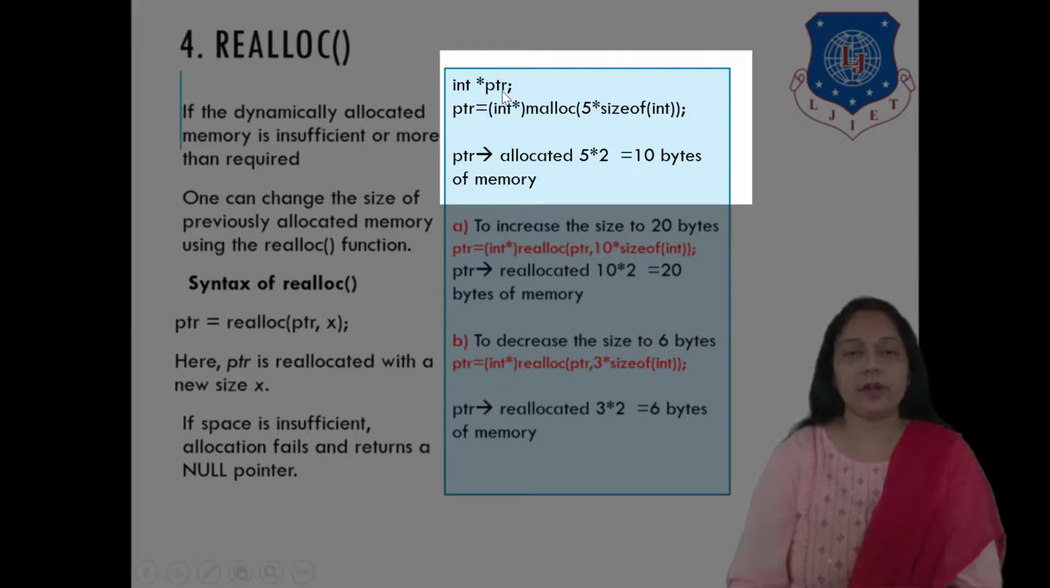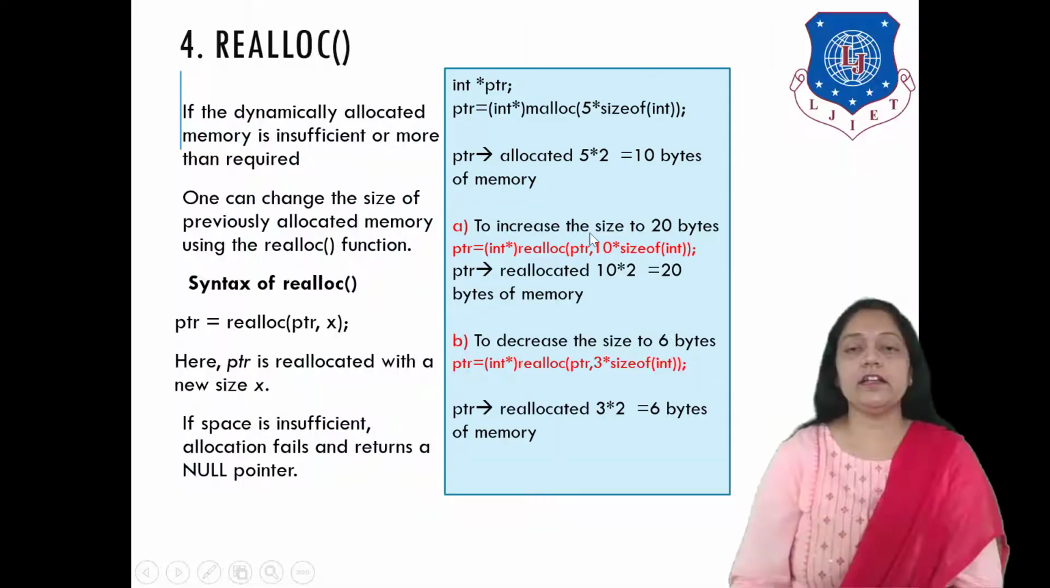I have an integer pointer ptr. First, I am allocating the memory using malloc. The size of the memory that has been allocated is 5 multiplied by sizeof(int), where the size of an integer is 2. So 5 multiplied by 2 is 10. This is 10 bytes of memory that has been allocated using malloc, and the address is pointed to by ptr.